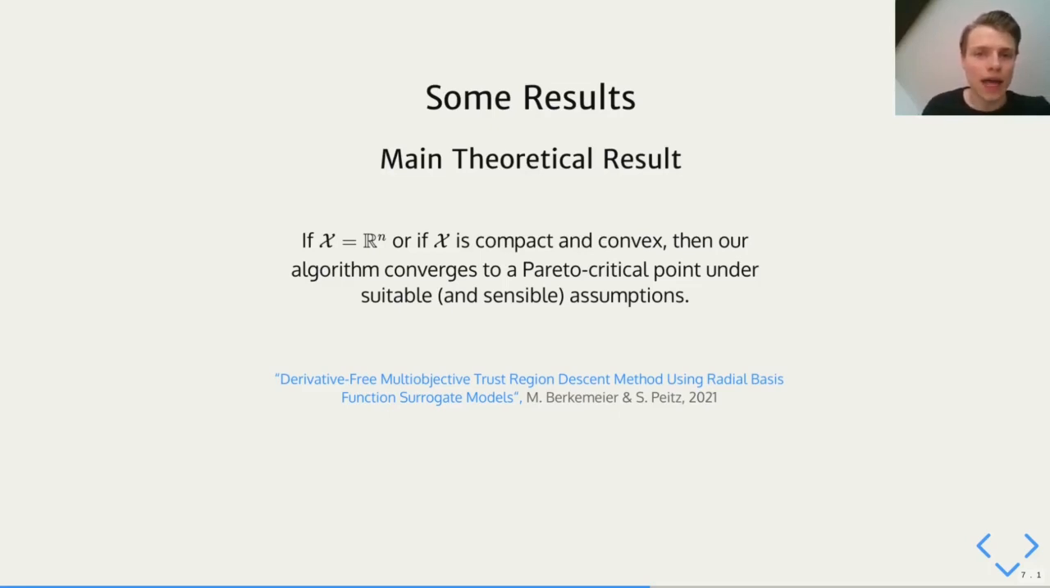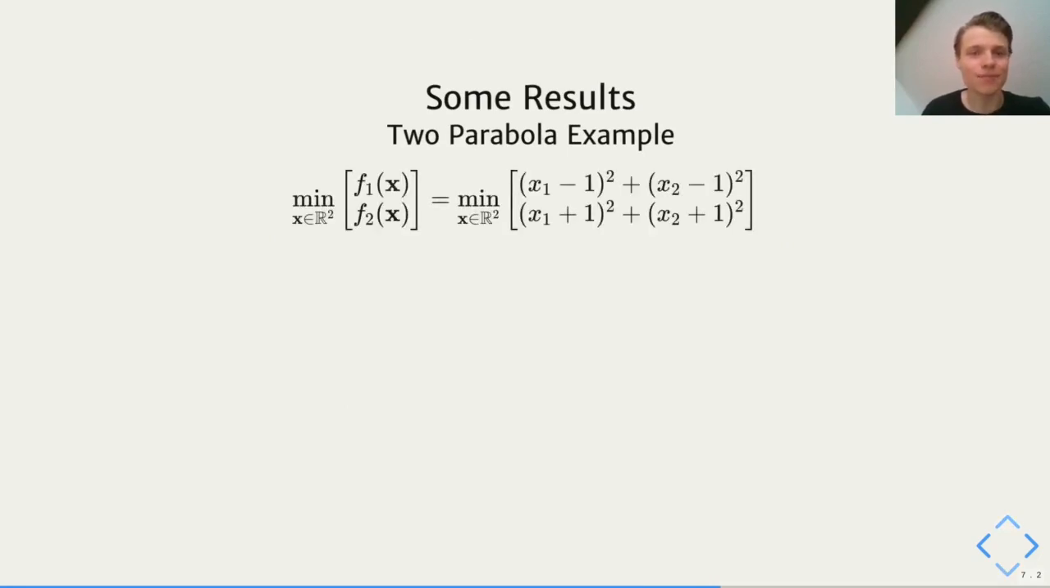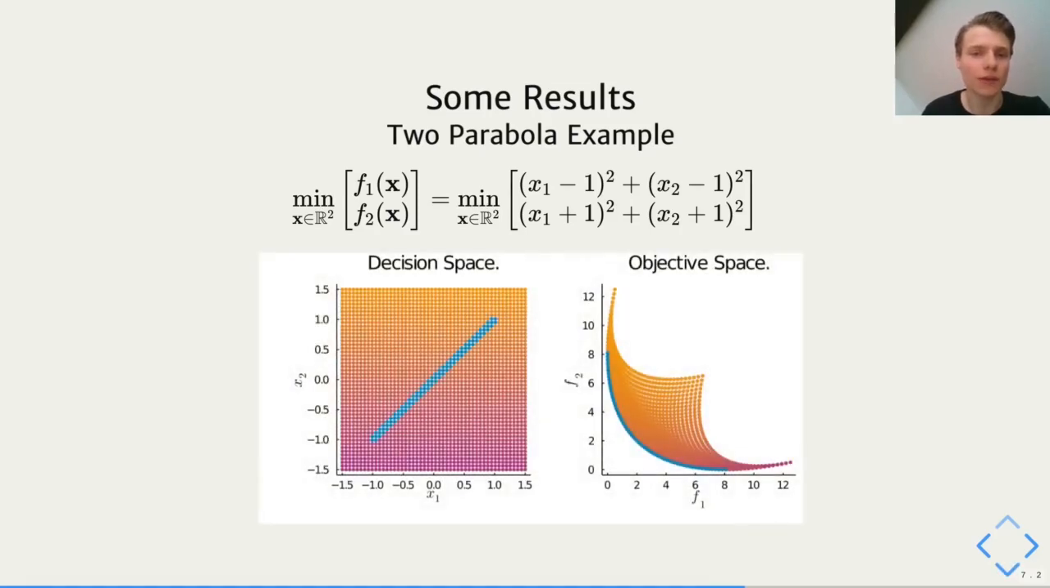And I want to show you some iterations of the implementation. Coming back to an example you've already seen without knowing it. It is a two parabola example where you have two-dimensional parabolas centered around the points 1, 1 and -1, and where we know that the Pareto set is simply the line connecting the individual minima, and the Pareto front is convex.